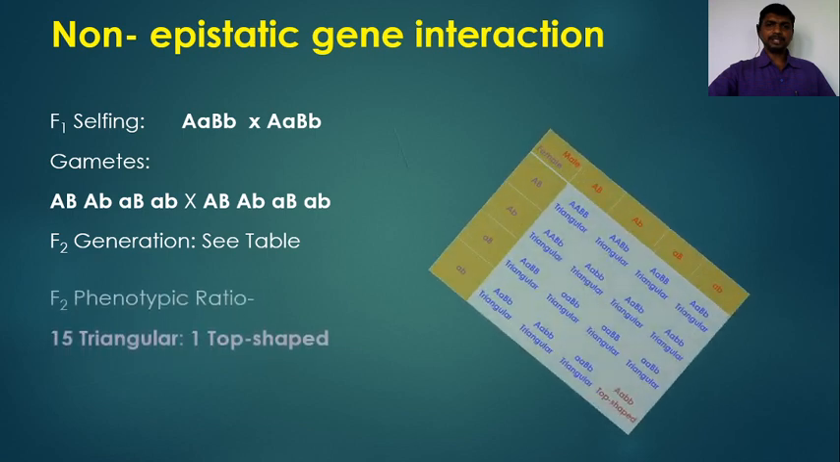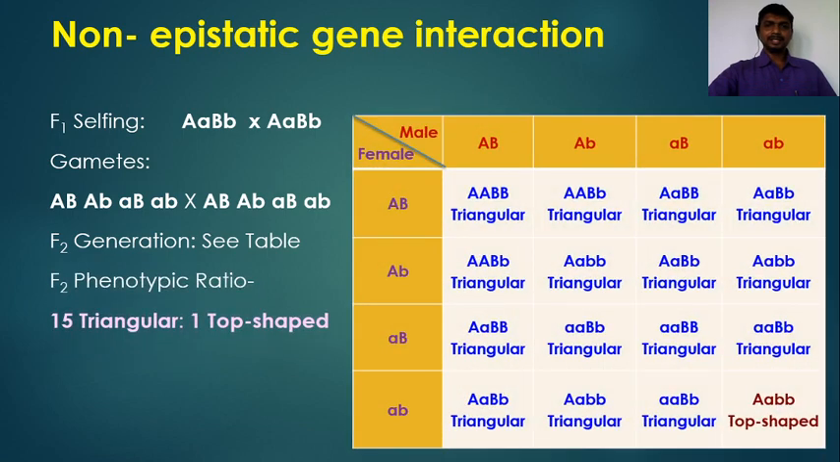So the F2 generation we get like this: the capital AB gamete from the male parent fuses with the capital AB gamete from the female parent. It produces the individual having the genotype capital AABB. The phenotype is triangular. In this way we get the different genotypic combinations by using a checkerboard, where these male and female gametes are fused with each other.